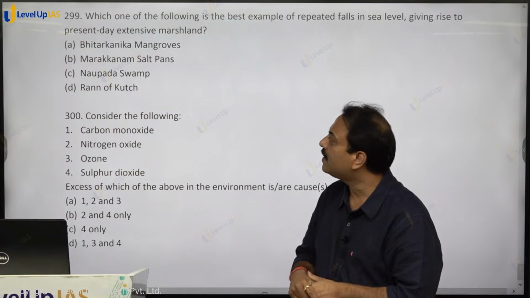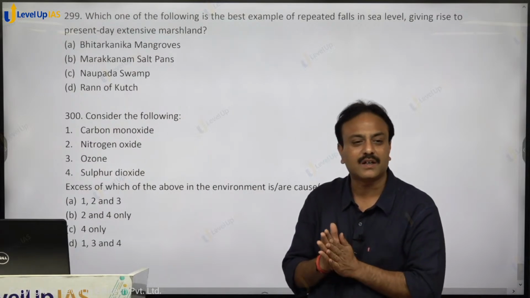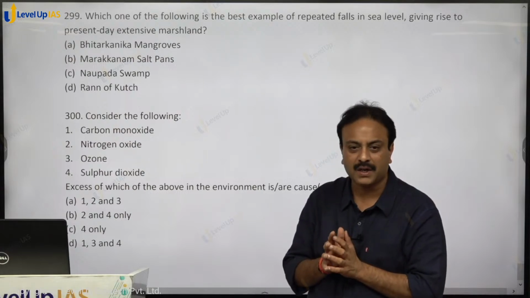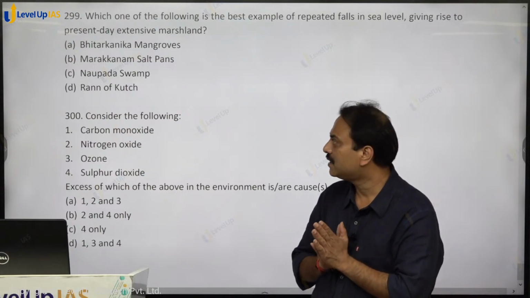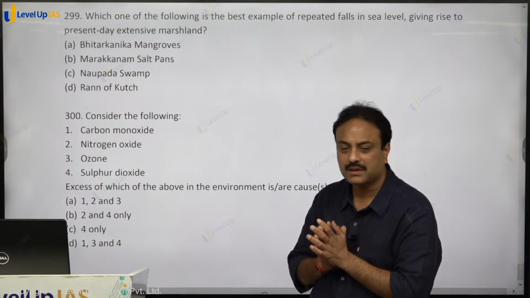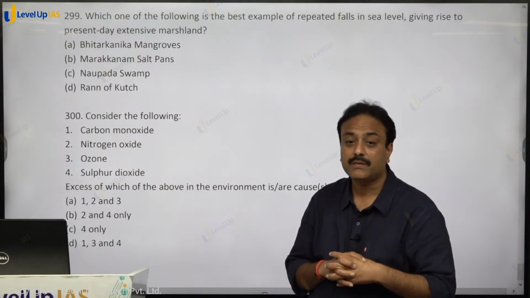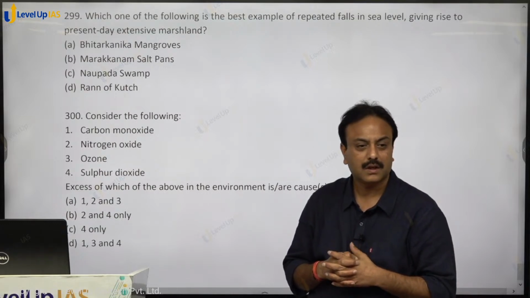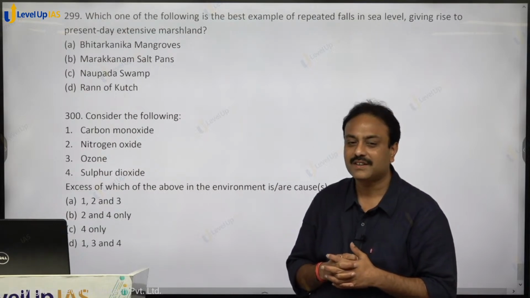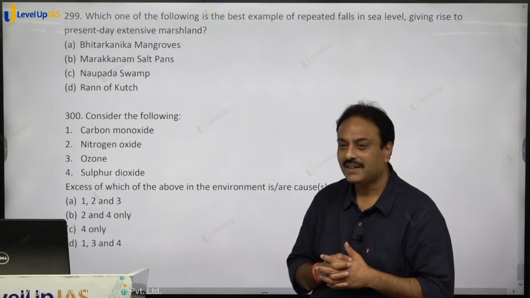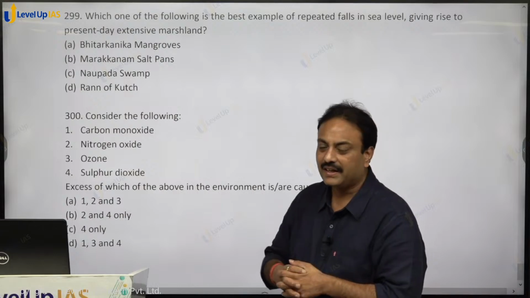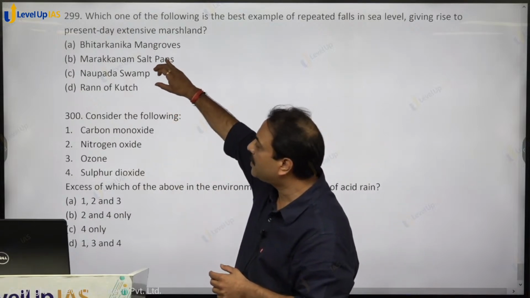Bhitarkanika. Moroccan salt pans, where they are? Tamil Nadu. They are known for production of salt in Tamil Nadu. Salt pans in Tamil Nadu. Nopada Swam. Where it is? It is in Andhra Pradesh. And this, you work on that, Nopada Swam.